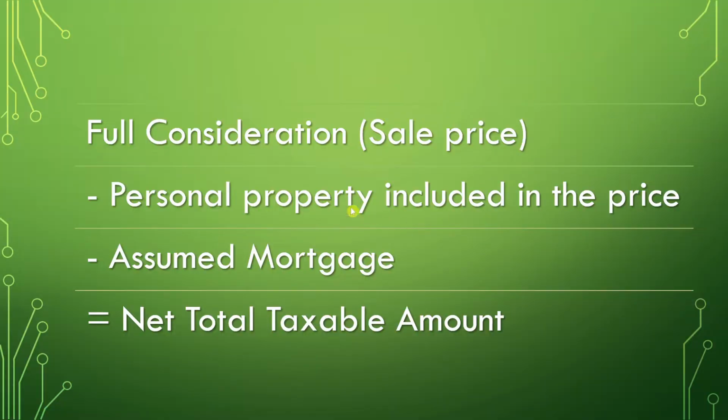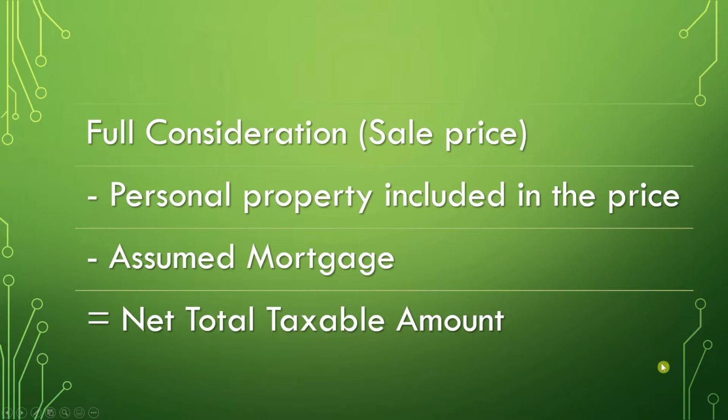In order to find the taxable amount, here's what we need to do. First, we need to figure out what the sale price is, what the full consideration is. Then we need to subtract any personal property from that amount. Third, we will subtract any assumed mortgages. So if the buyer is taking over the seller's mortgage, we need to subtract that. And after we do all those, then we come up with our taxable amount.